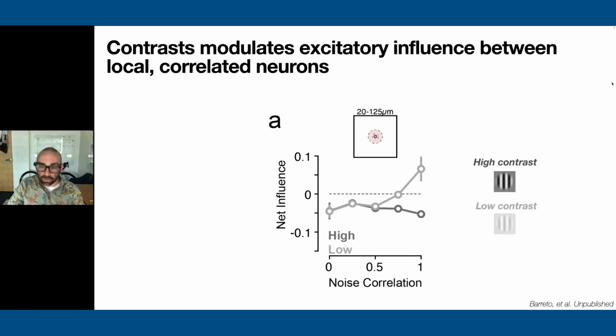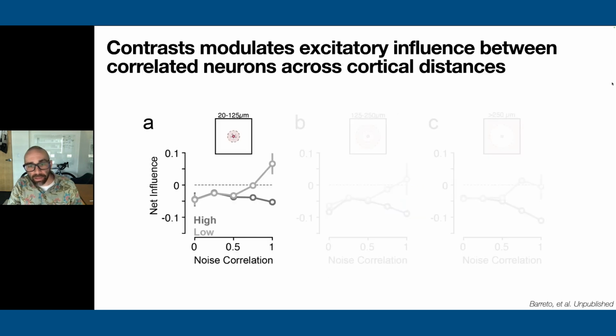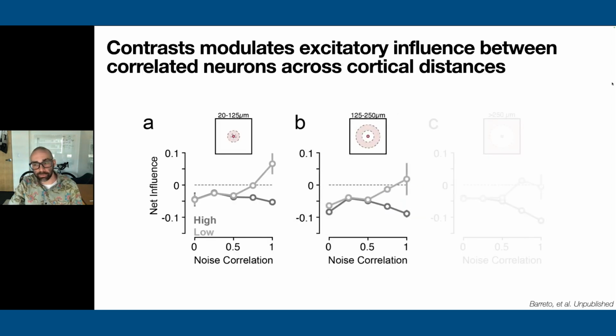And here we see a really big difference. So at low contrast, you actually see that there is strong facilitation or amplification between excitatory neurons that are nearby and correlate with each other, while you maintain the suppression at high contrast. So it seems that contrast is actually modulating the regime that the cortical circuit is operating at. And then as we move out farther and farther in distance, we see that this relationship shifts.